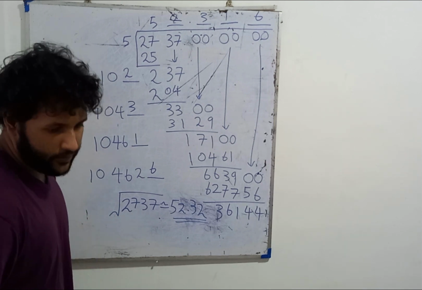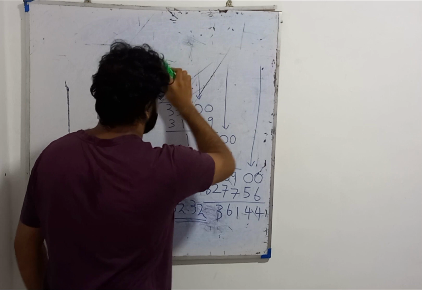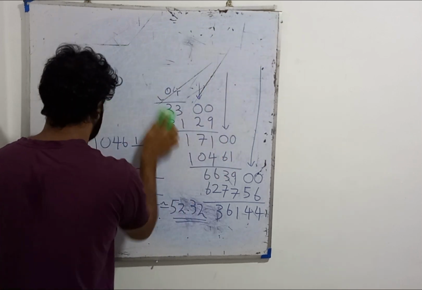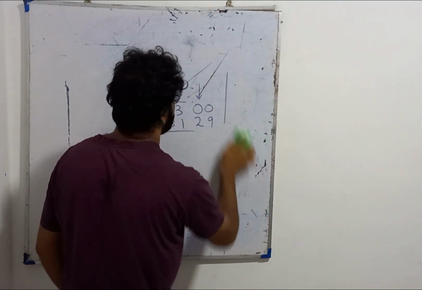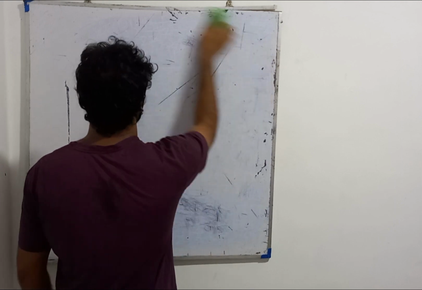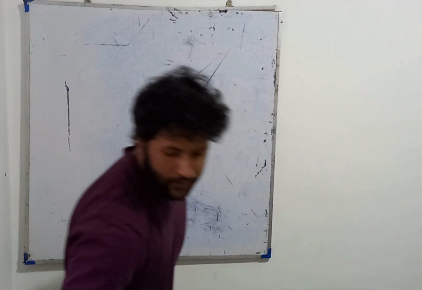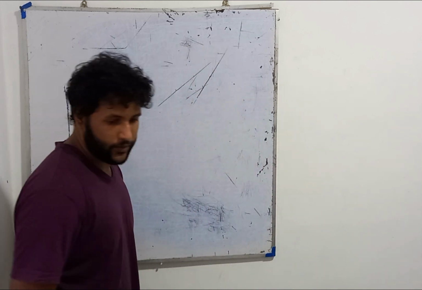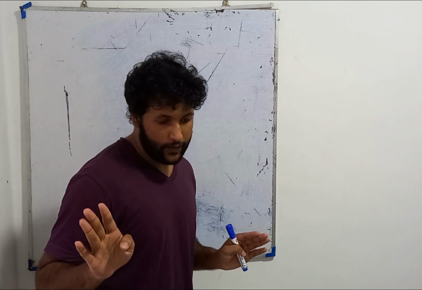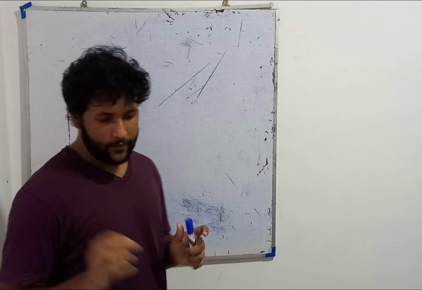Okay guys, let's go to example number 4. Example number 4: we have to find the value of root 3.421 correct to 2 decimal places, okay?